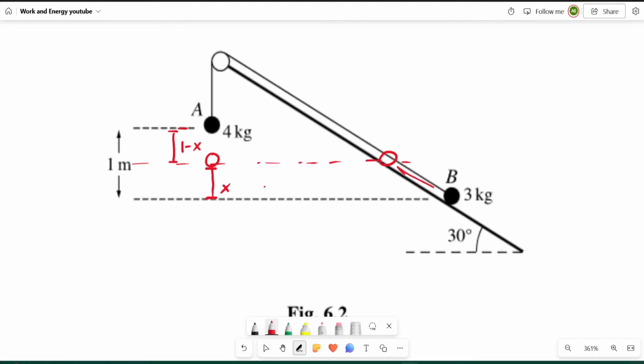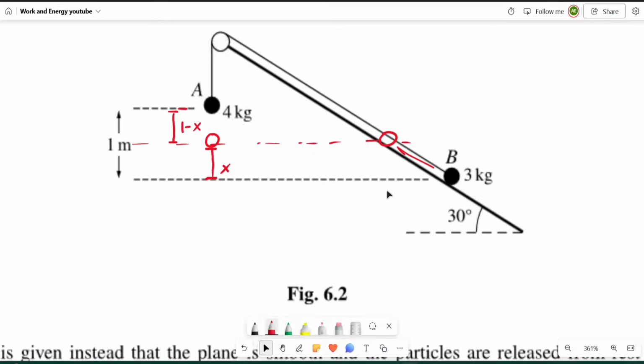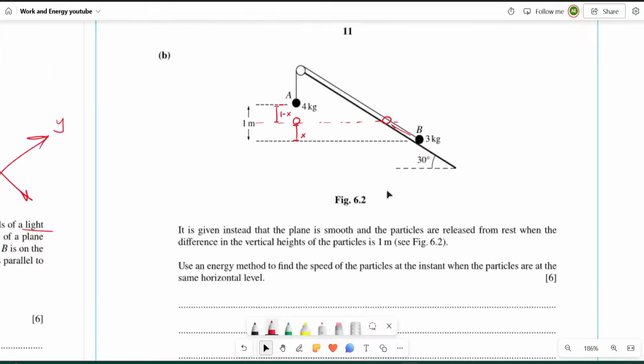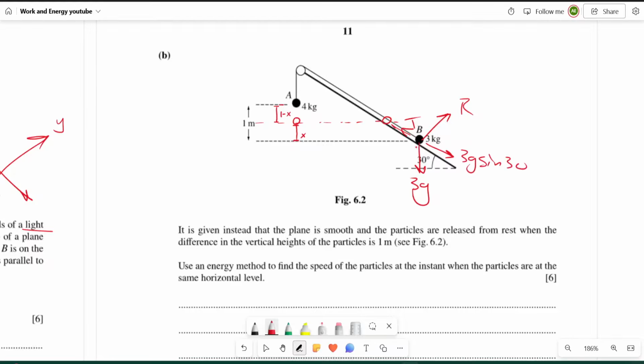This is what we will work with from now. This is what we are trying to find: when they're both at this level. So there's going to be 3g, a tension, a reaction force, 3g sine 30 and 3g cosine 30. This is basically 4g, and this is tension, right?